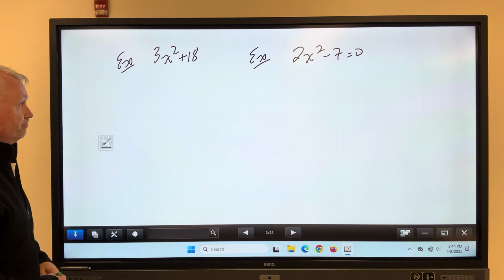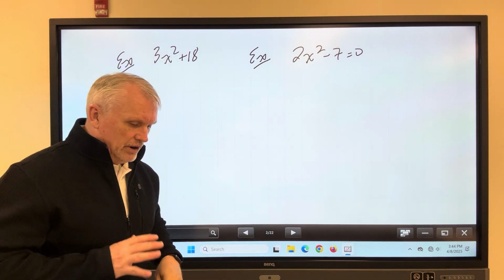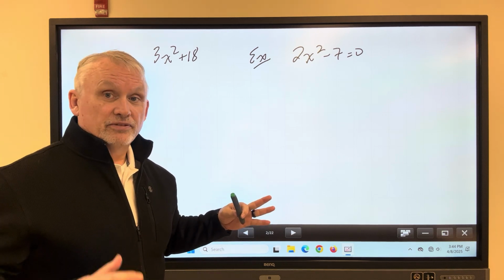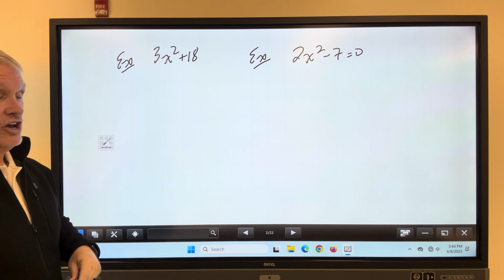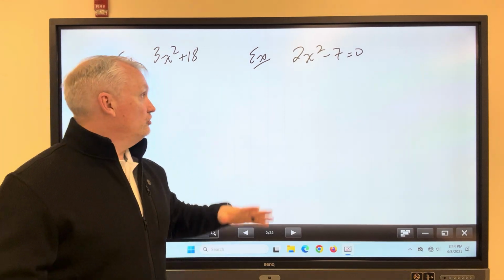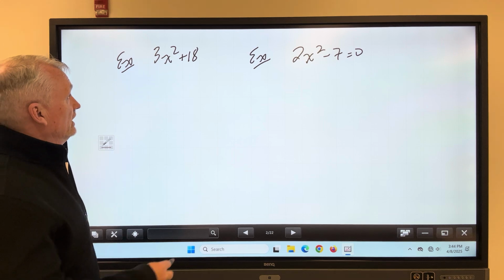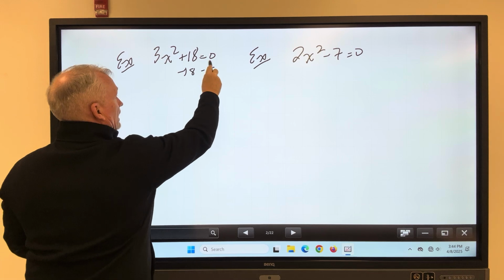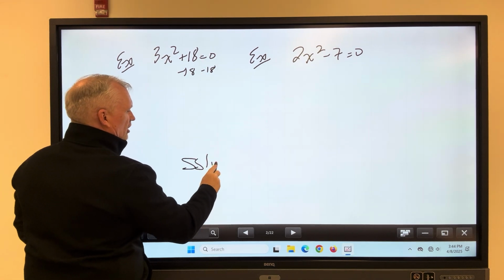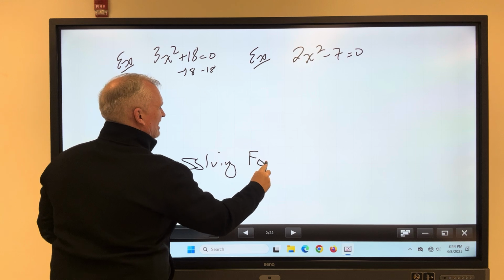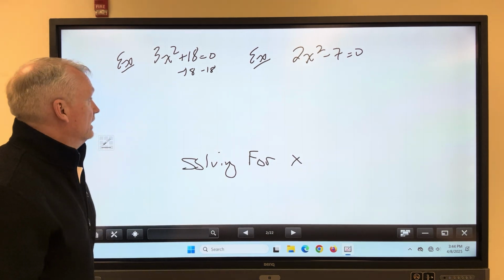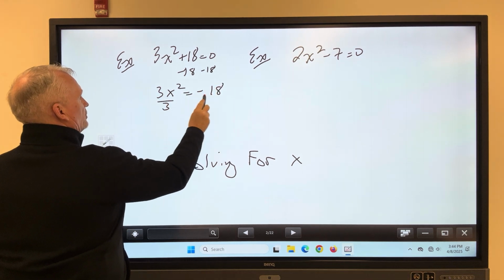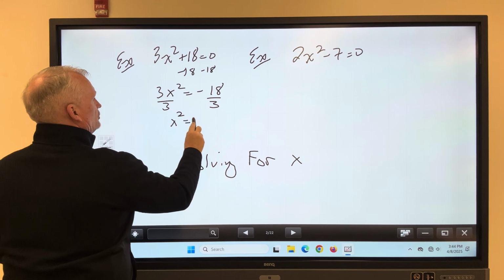Okay, let's do it. The square root property says I have to set things a little bit differently. So in other words, I just can't have this. What I have to do is actually solve this thing a little bit, and to do this, I'm going to set this thing equal to 0. I'm going to subtract 18, because I'm solving for x, or whatever that variable is. So I got 3x squared is equal to negative 18. Divide by 3. X squared is equal to negative 6.